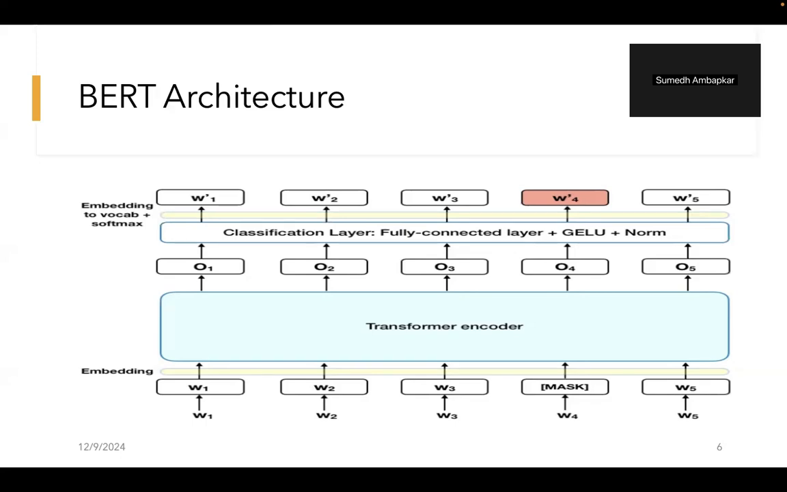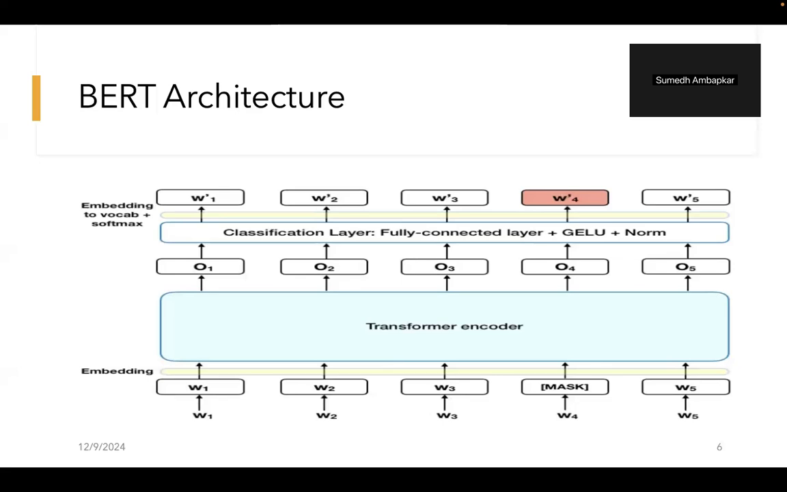So the first layer is to pre-process the text and tokenize it. For example, here we have tokenized text from W1 to W5. Those are words that have been tokenized and given to an embedding layer. The embedding layer is responsible for converting the words into numbers, because neural networks understand only numbers.